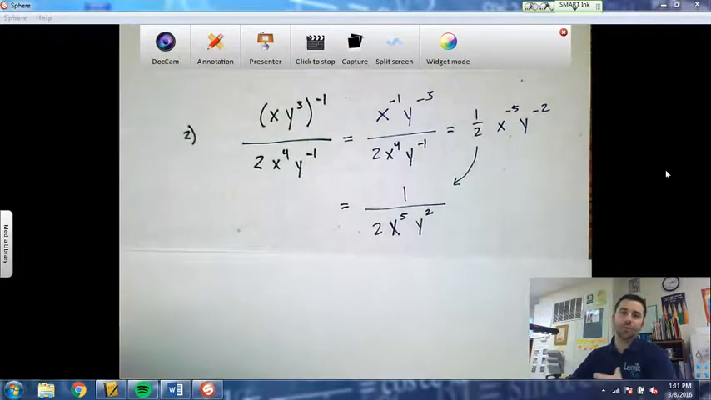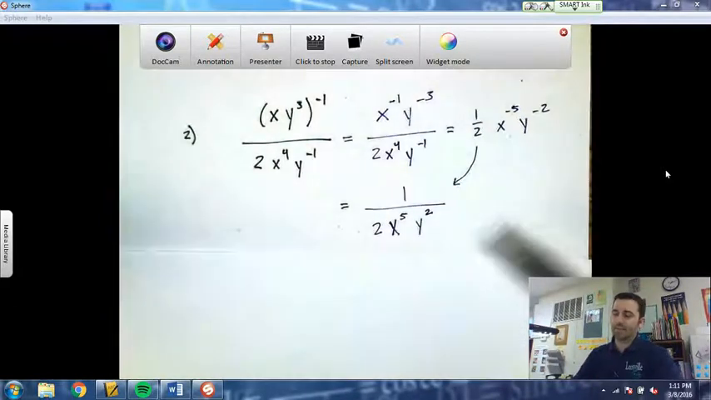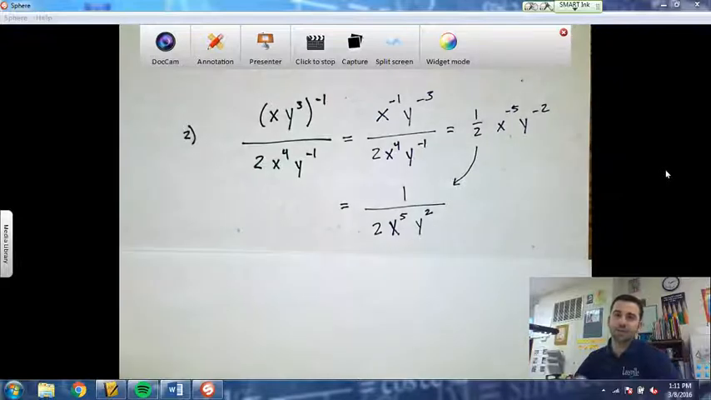We're going to use these properties in these types of combinations to simplify more complex looking expressions so that we can eventually get to a point of solving exponential equations.